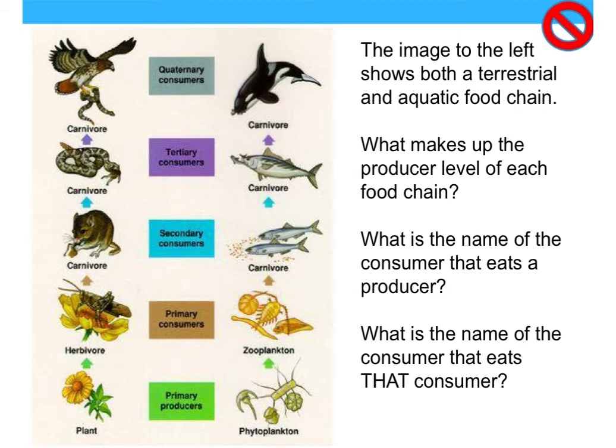And then the quaternary consumer, the carnivore, the orca whale eating the bigger fish, and then the falcon eating the snake. Quaternary means fourth level consumer. You can't go beyond the fourth level consumer because as you move up in trophic levels, the amount of energy that is given to those organisms decreases. And I'm going to talk about that in a minute.